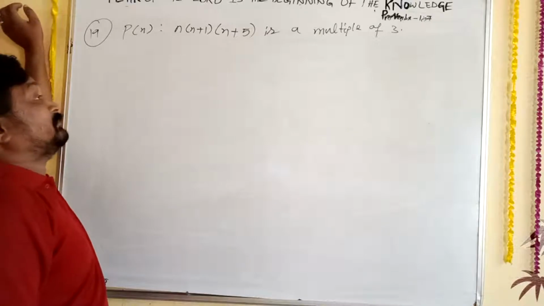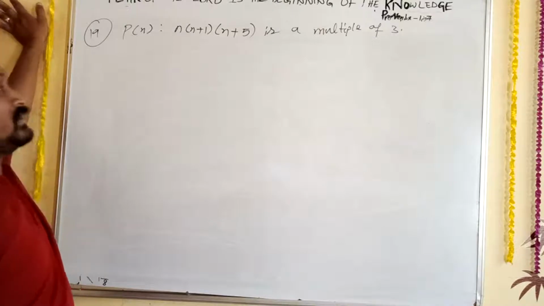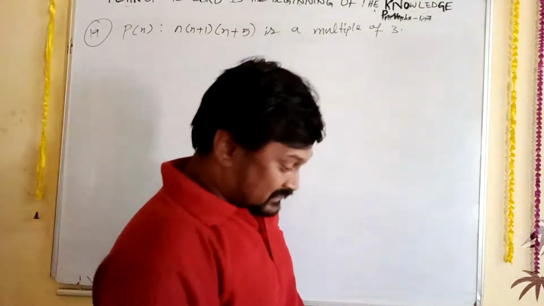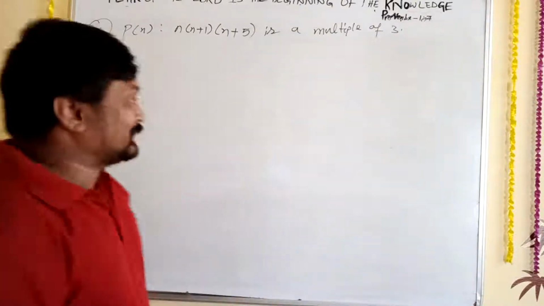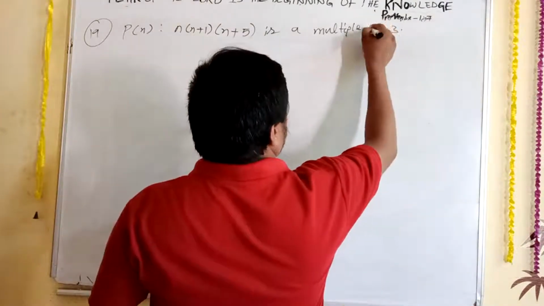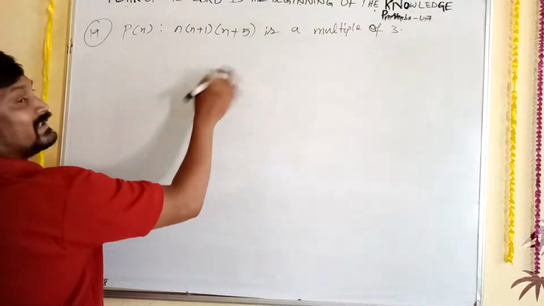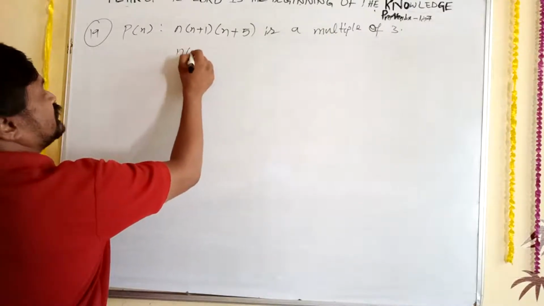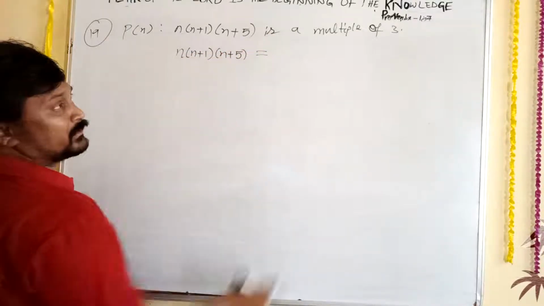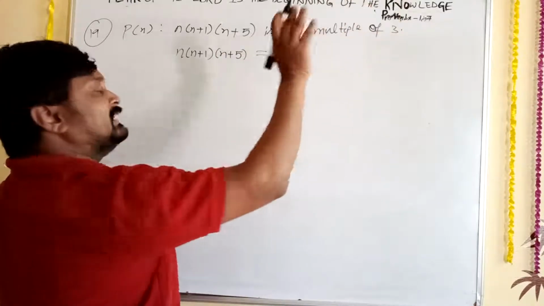So you need to talk to me now. How can we solve it and what is the possibility to solve? Okay. I think you don't have any idea because this is the first time you have got this kind of question. So what we need to do is, first, you can write this as n into n plus 1 into n plus 5 is equal to a multiple of 3, that is 3 into any number.